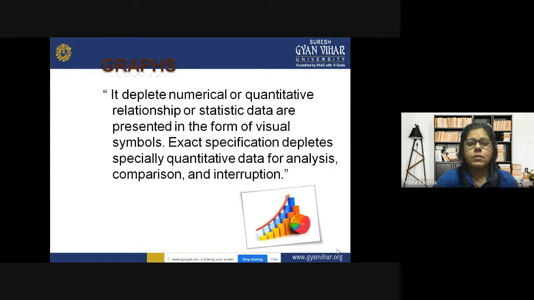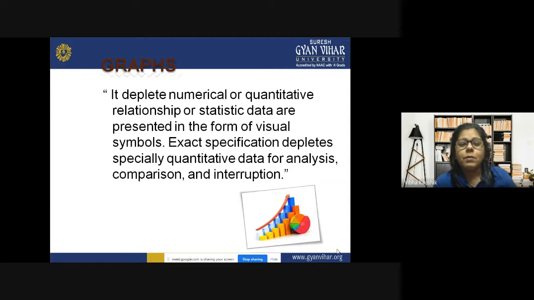Non-projective aids, graphs. A graph presents numerical or quantitative relationships or statistical data in the form of visual symbols. When we are presenting statistical data or a quantitative relationship between two variables, we can show it through a graph, which is a visual symbol. It depicts quantitative data exactly, and we can analyze the data with the help of the graph.